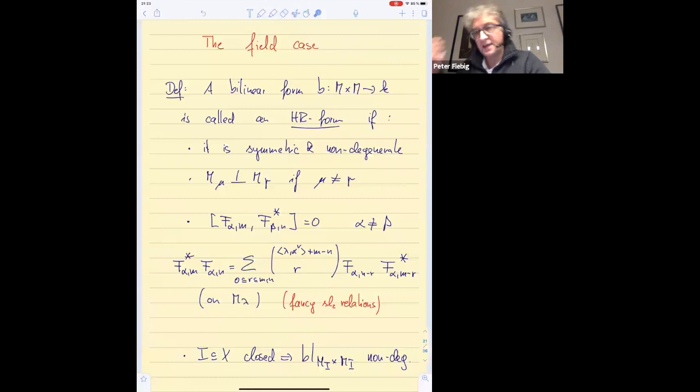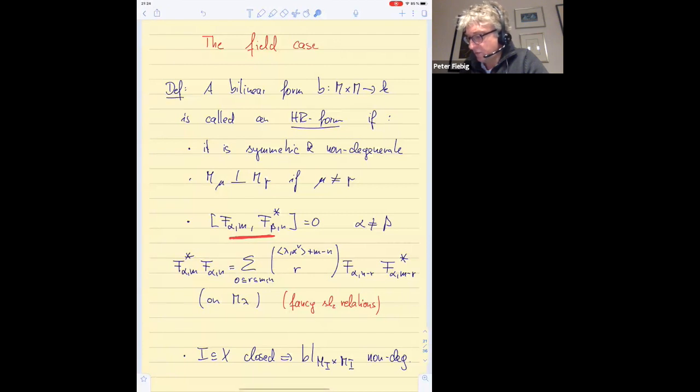So in case R is a field, the definition of the bilinear form that gives you a representation of this algebra of distributions is the following. Again, you look at the bilinear form, which is symmetric and non-degenerate, and distinct weight spaces are mutually orthogonal. And now you replace the SL2 representations by these fancy SL2 representations. I rewrote them a little. So here's just the same.